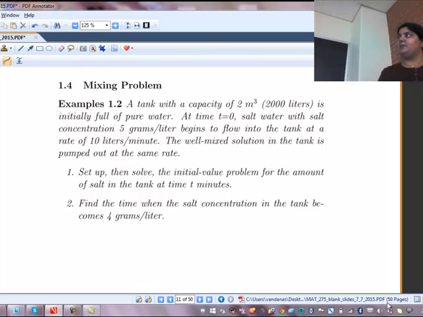Okay, mixing problem. It's also one of the applications, and I would say an important application of first order linear differential equations.